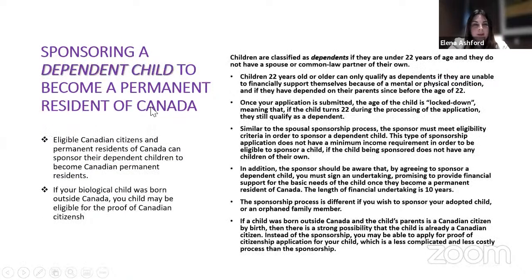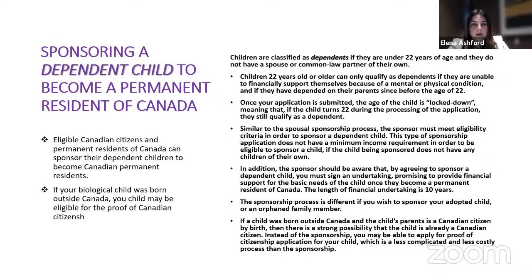So sponsoring dependent children is my next slide. Children are classified as dependents if they're under 22 years old and they do not have a spouse or common law partner of their own, right? So a dependent child must be under 22 at the time you're applying to sponsor them, and at the time of submitting the application. And you cannot sponsor them if, let's say, they're 18 years old and they have a spouse or common law partner of their own, then they're not your dependents anymore. So that's important.